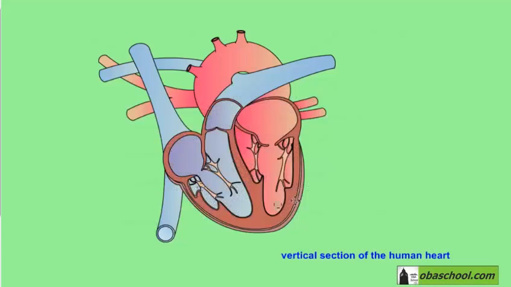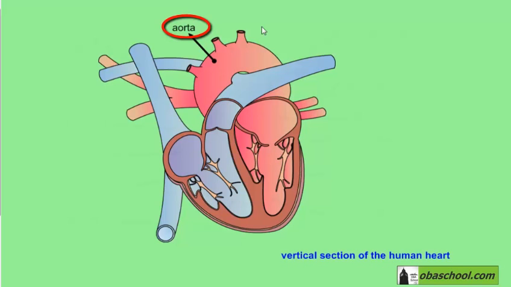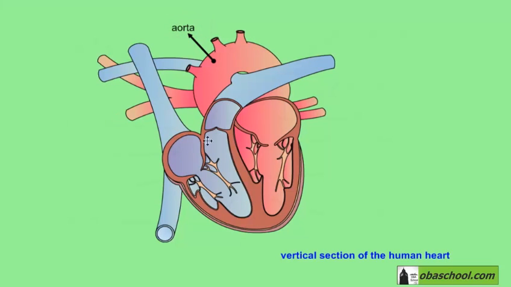After seeing the structure of the heart from the outside, it's time to see a vertical section of the human heart. That means that the heart is cut vertically so we can see the inside. So this is, as we said previously, the aorta, the big artery that supplies the cells of the body with oxygenated blood from the heart. And we said that the heart has four chambers.